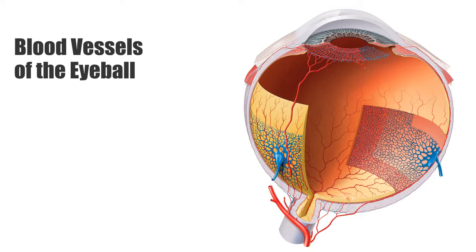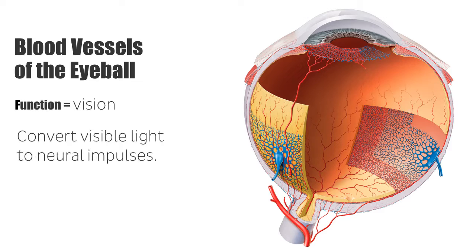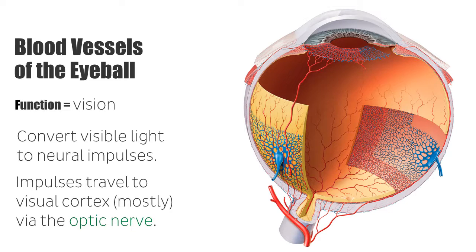Before we have a look at the blood vessels, let me give you a brief overview of the function of the eye. As you all probably know, the main function of the eyes is the perception of vision. The eyes essentially convert information contained in visible light into electrochemical impulses, which then travel to our brain via the optic nerve. This information is then processed by our brain, mostly by the visual cortex, which then builds a representation of our surrounding environment.